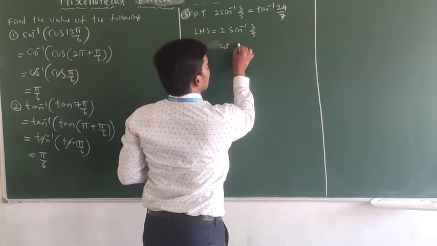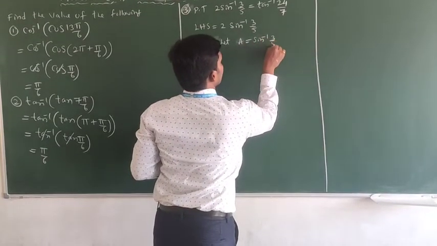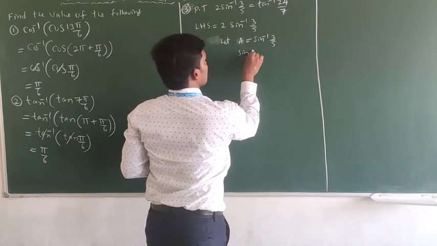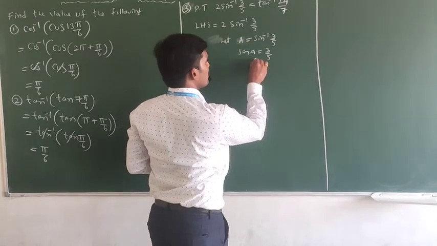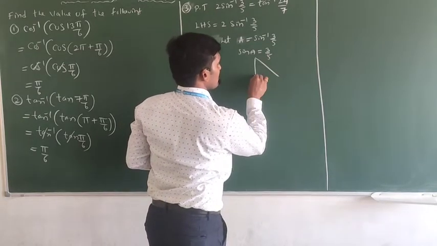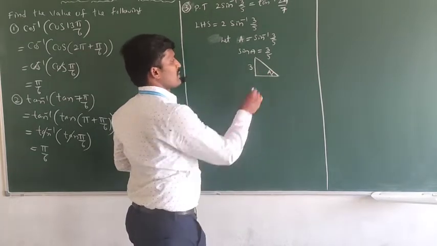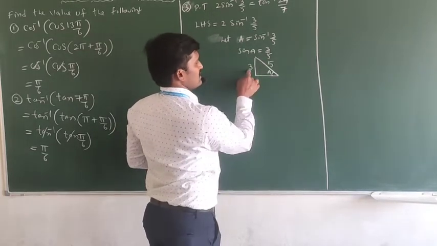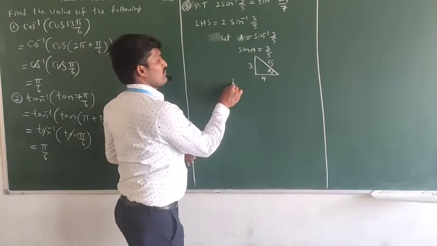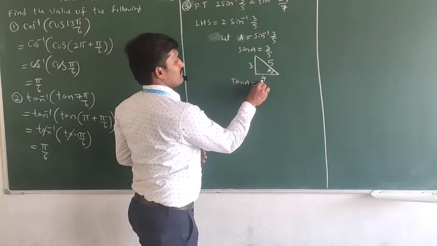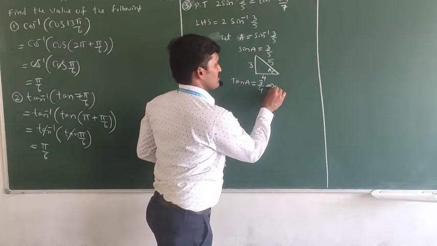How to convert? Let us assume this sine inverse as A. From this, sine A equal to 3 by 5. As per the Pythagoras theorem, sine means opposite by hypotenuse. This is 3 and 5, what do you get for this? 4. From this I will find out tan A. Tan A is 3 by 4. From this A, what do we get?